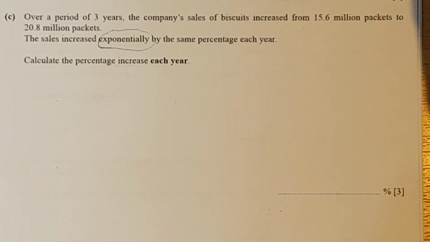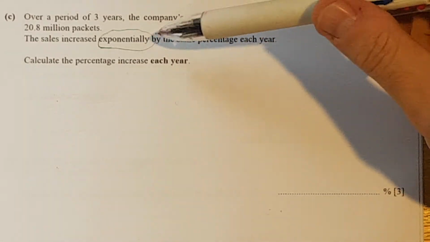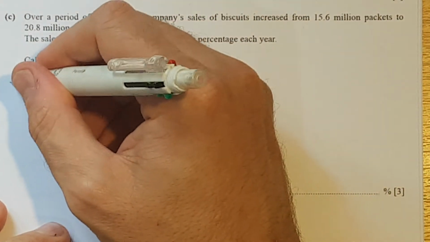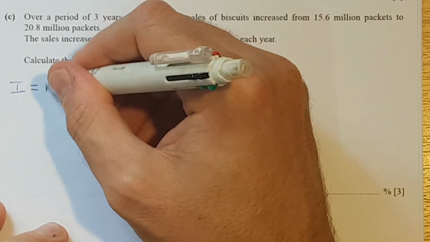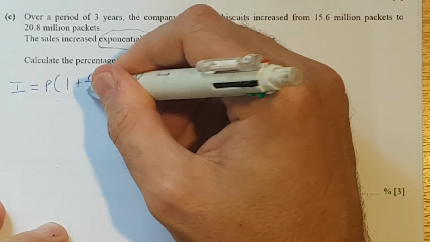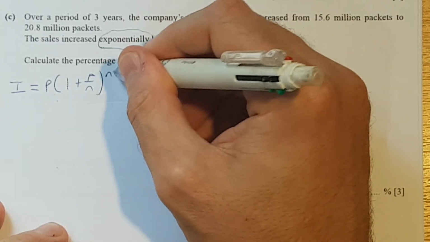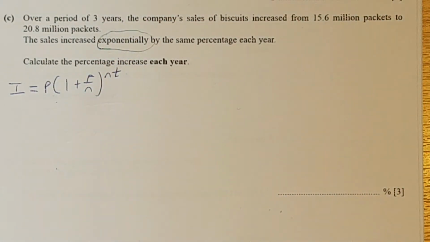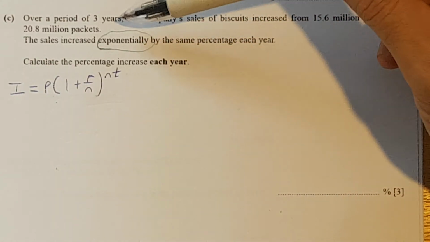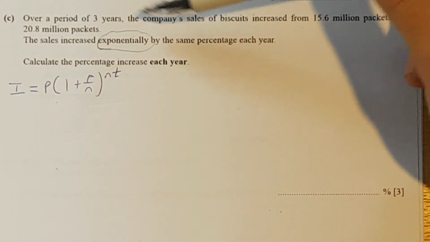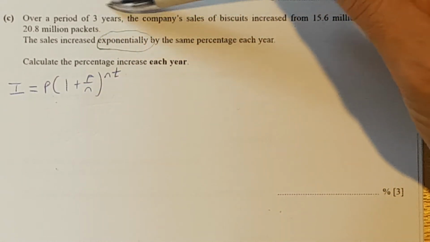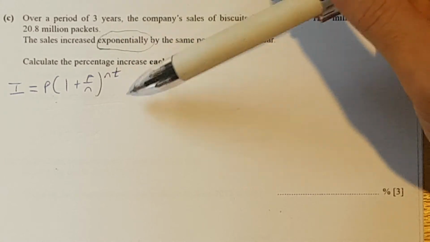Okay, so this one is the exponential growth formula. So that one is I equals P times (1 plus R over N) raised to the NT. Tricky, but that's because of the word exponentially, and they're talking about over a period of 3 years. That's kind of a hint as well that you're using this one. A period of 3 years indicates the value of time.